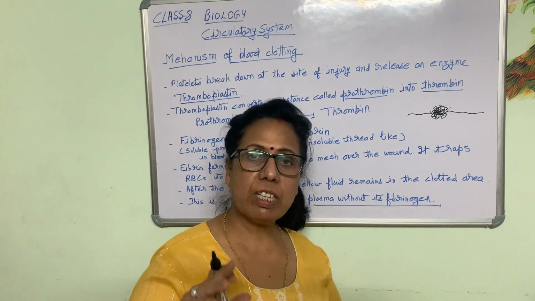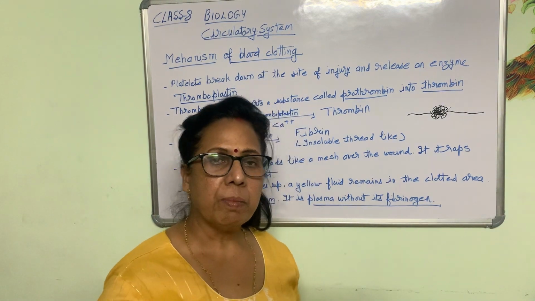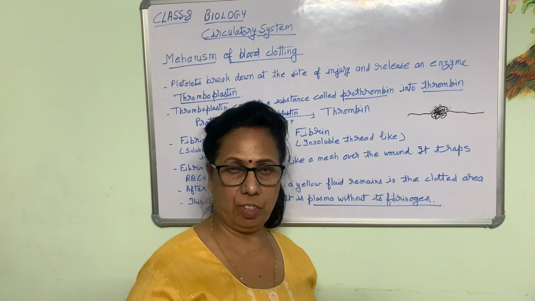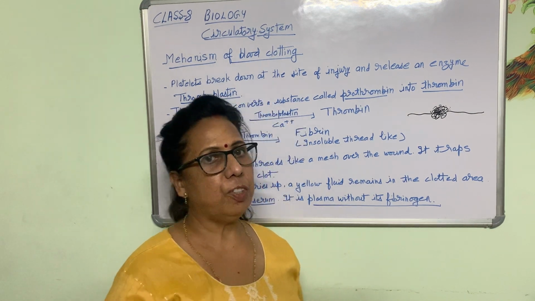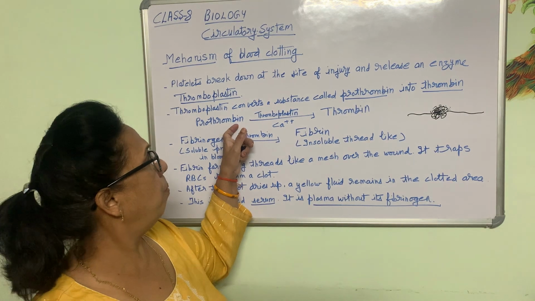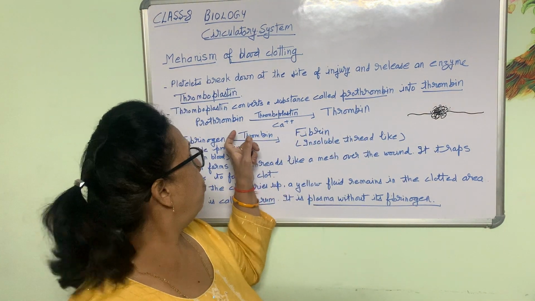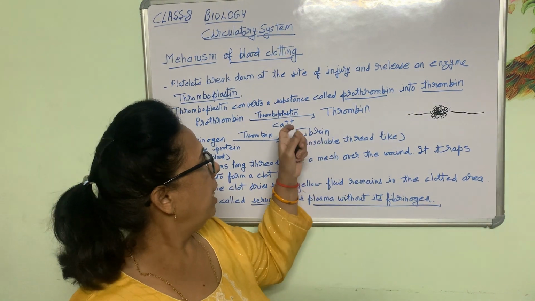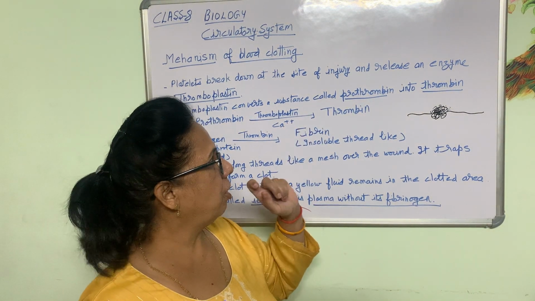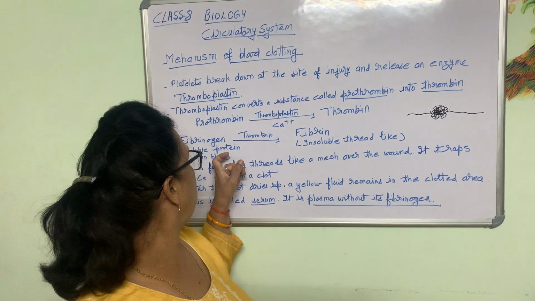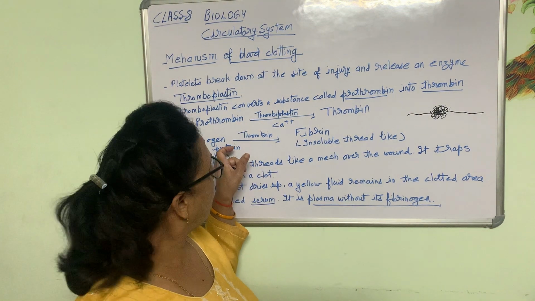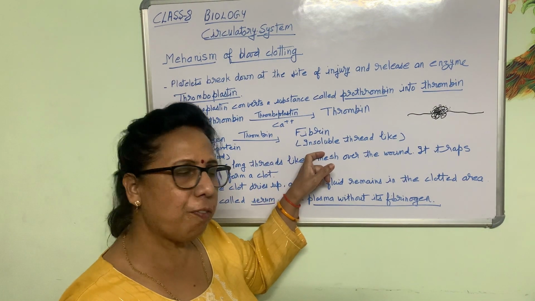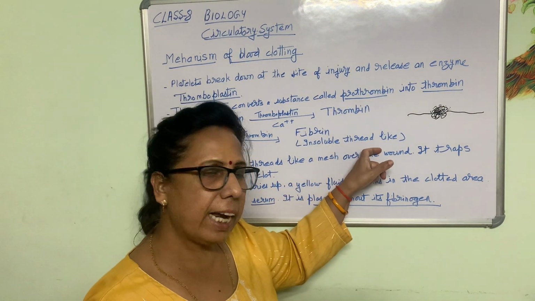So the steps which are followed: first, platelets release an enzyme, thromboplastin, at the site of injury. Now this thromboplastin changes prothrombin into thrombin. Prothrombin is the inactive state; thrombin is the active state, in the presence of thromboplastin and calcium. Now this thrombin acts on the soluble protein present in the blood, fibrinogen, and in the presence of thrombin it changes into fibrin, the insoluble thread-like structure.